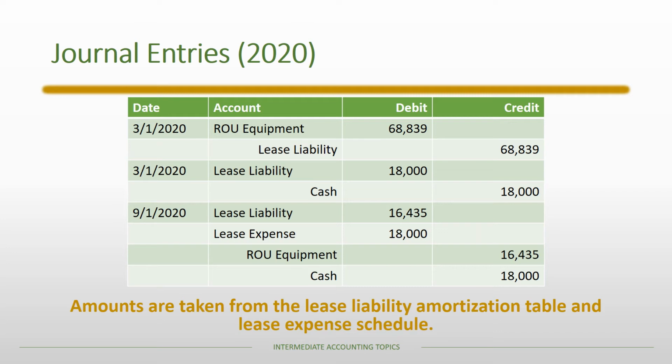The only thing that I will note is that with the lease expense schedule, typically we use the end of a month rather than the beginning of the month. And so you'll see that August 30th, 2020 is the date on the lease expense schedule, but September 1st, 2020 is the date on the lease amortization schedule. And so again, these numbers are taken directly off of those two tables and they directly equal out.